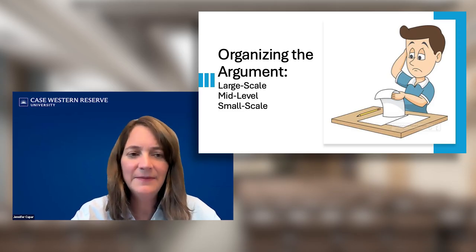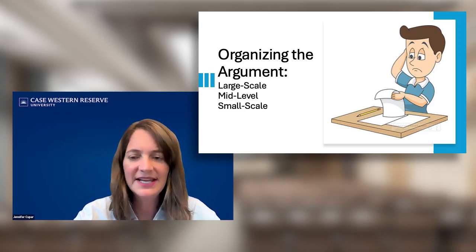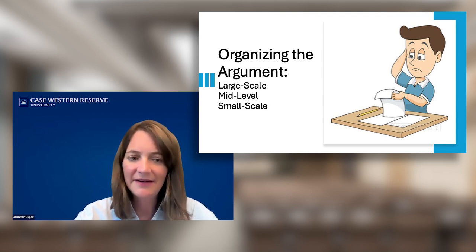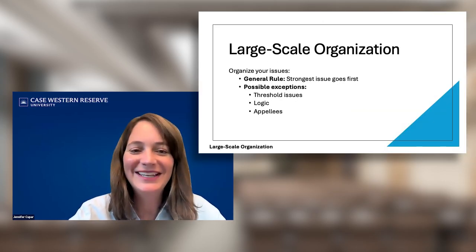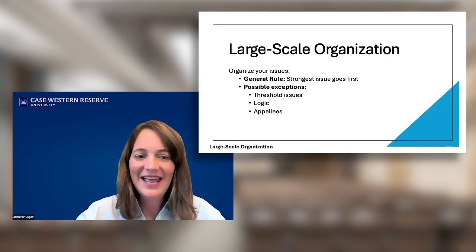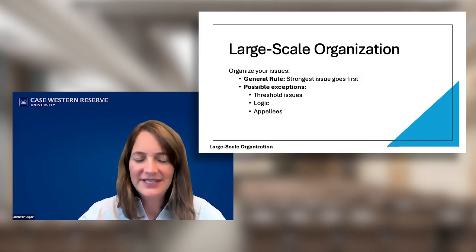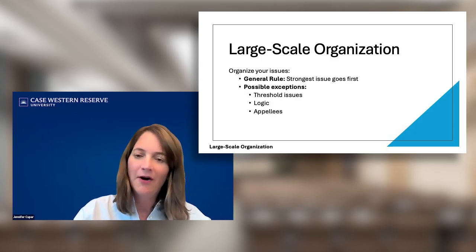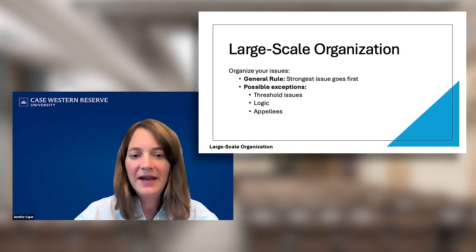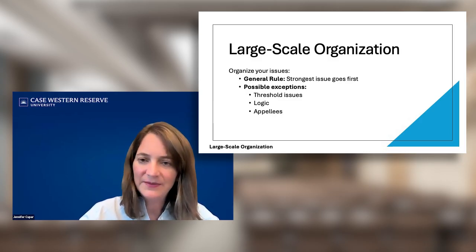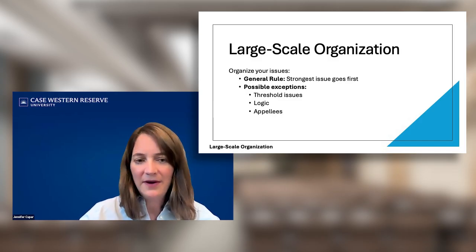All right, so let's begin by looking at how you organize an argument. And when you do that, you've got to think large scale organization, mid-level organization, and small scale organization. So let's begin by looking at large scale organization. And the general rule is that strongest issues go first. And you're going to see that throughout at all levels of the organization. The fallback rule is always that your strongest goes first. And I'll tell you why in a second. There are possible exceptions in a brief, and we'll talk about those as well.